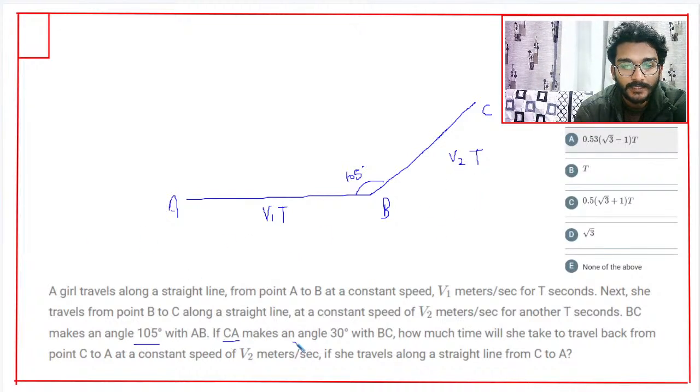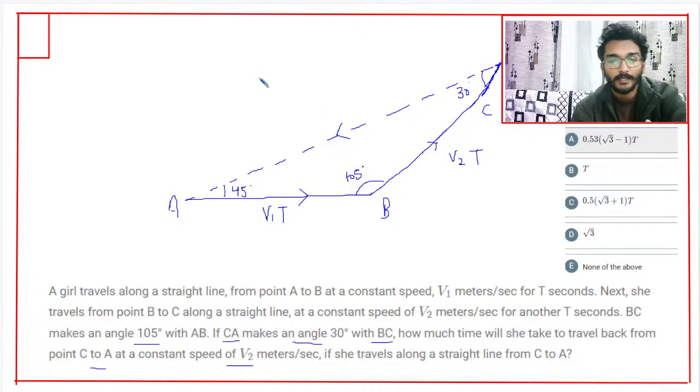Now, if CA makes an angle of 30 degrees with BC, so I'm extending it, and CA makes an angle of 30 degrees. So this angle is 45. How much time will she take to travel back from point C to A at a speed of v2? So she is coming back at the speed of v2. So how much is that particular time we have to find?